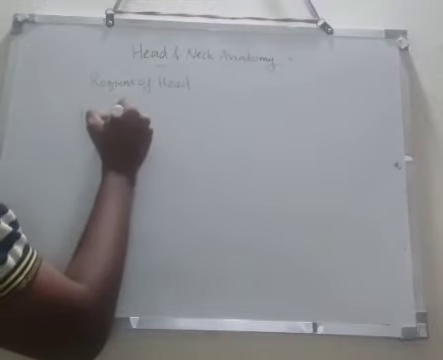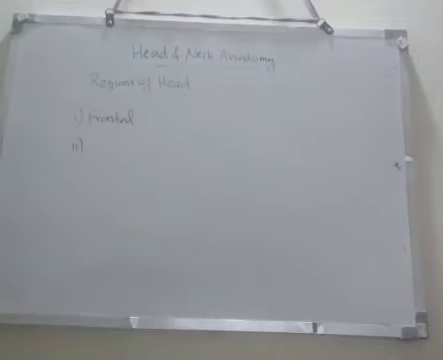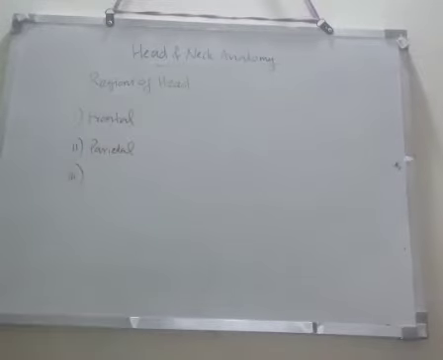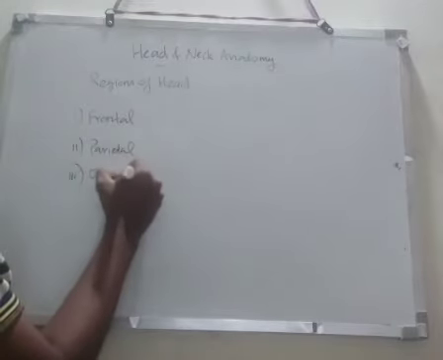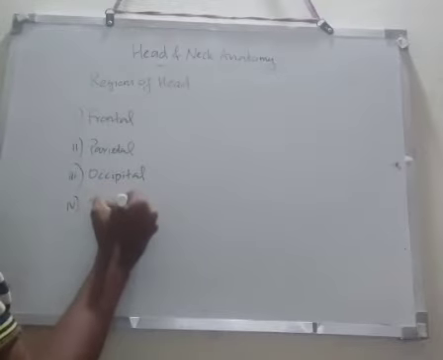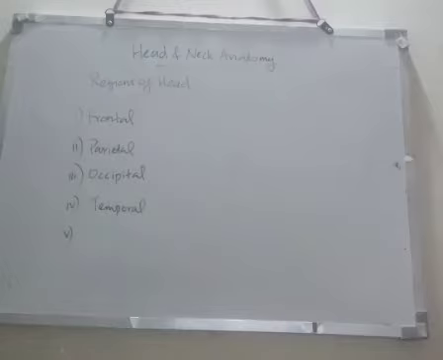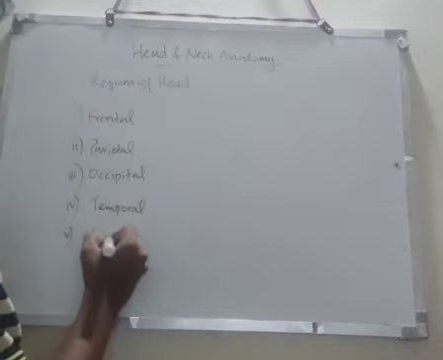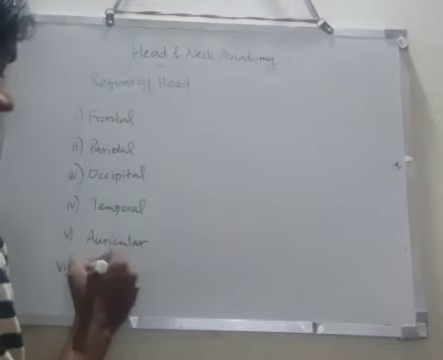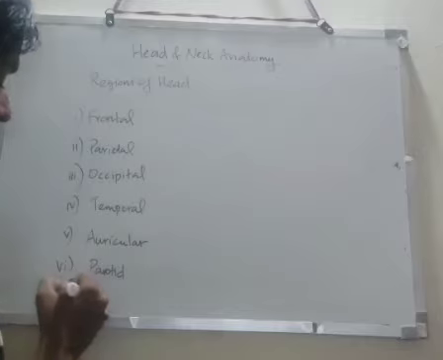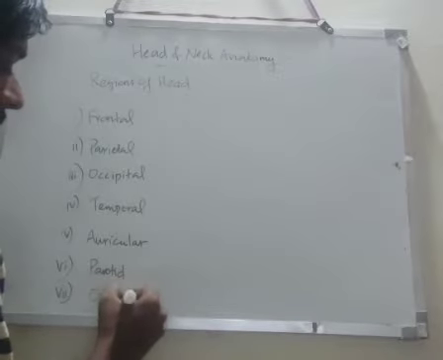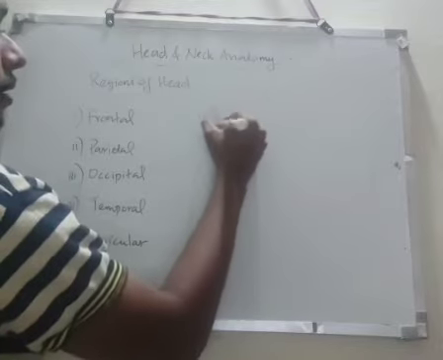The head has: first, frontal; second, parietal; third, occipital; fourth, temporal; fifth, auricular; sixth, parotid; seventh, orbital; and eighth, nasal.